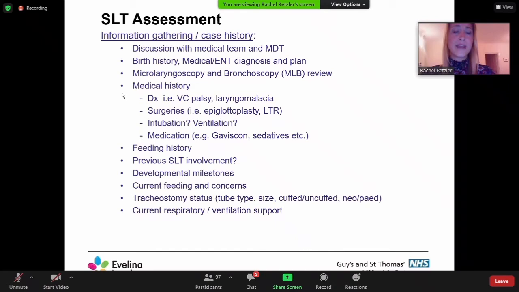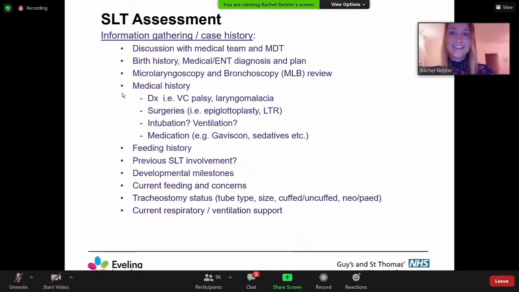So with their medical history, you're looking at, have they been diagnosed? If so, what are their diagnoses? Do they have a vocal cord palsy or laryngomalacia? Have there been any surgeries to manage these diagnoses, or are there any planned surgeries? Have they been intubated? If so, for how long? And are they, or have they, or do they require ventilation? And if so, what are those settings? Medications: Avastin, sedatives, medications for secretion management. These are all really important things to keep in mind for your children. Have they had an MLB, a recent look at their airway? And if so, what were those findings?